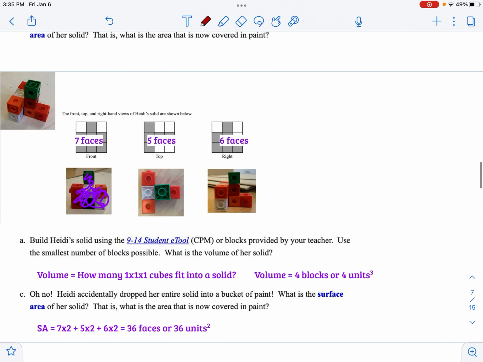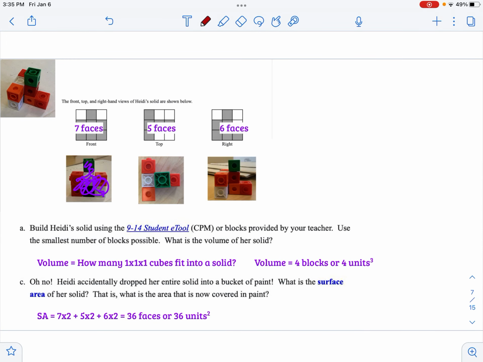So once I know those 3 values, all I have to do is double them and add them up, and that's my surface area. Since we're talking about area here, we're talking about flat things with 2 dimensions, that would be units squared. And again, that one was 10.